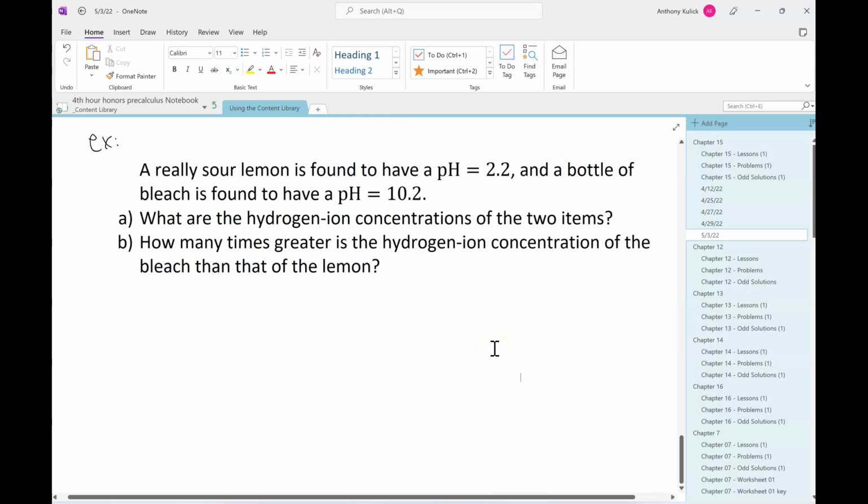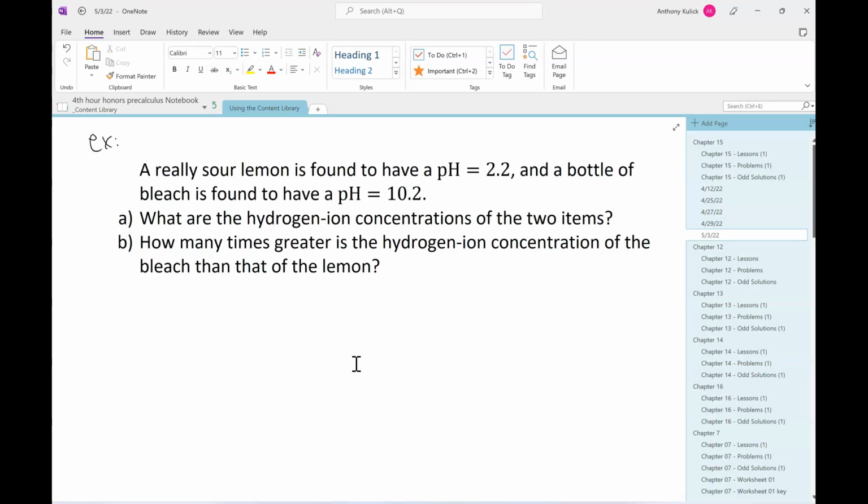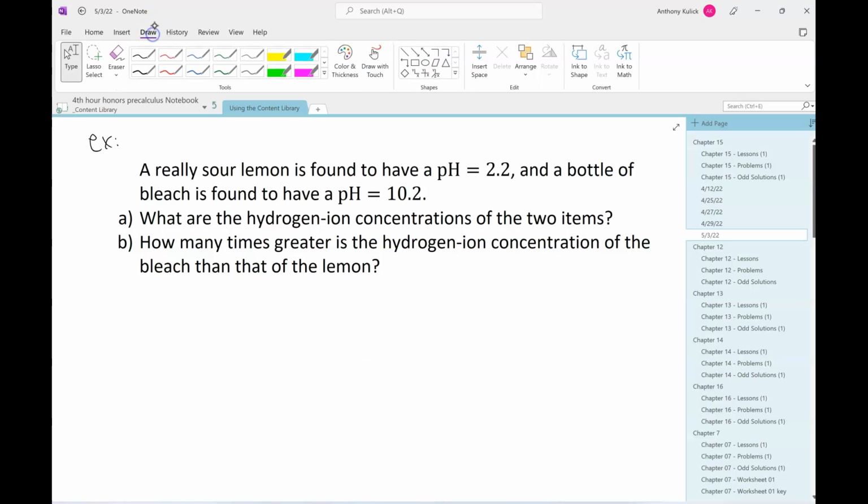All right. So let's look at an example. A really sour lemon is found to have a pH of 2.2, and a bottle of bleach is found to have a pH of 10.2. Part A says, what are the hydrogen ion concentrations of the two items?